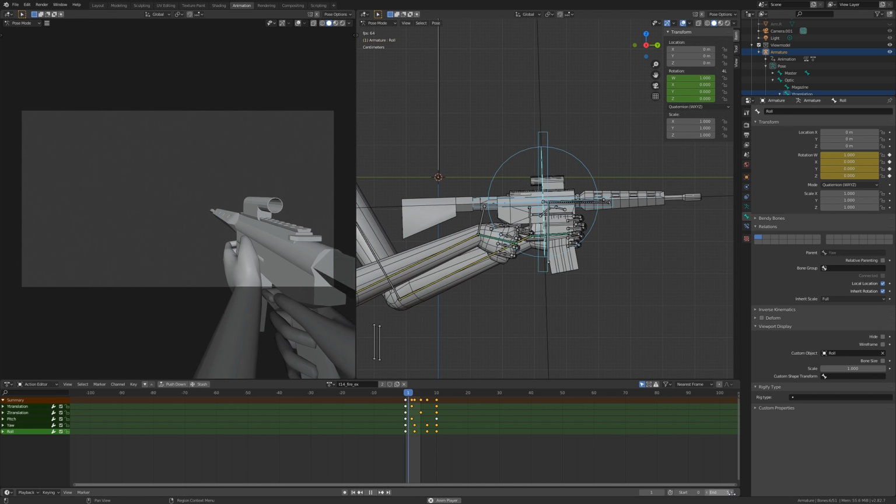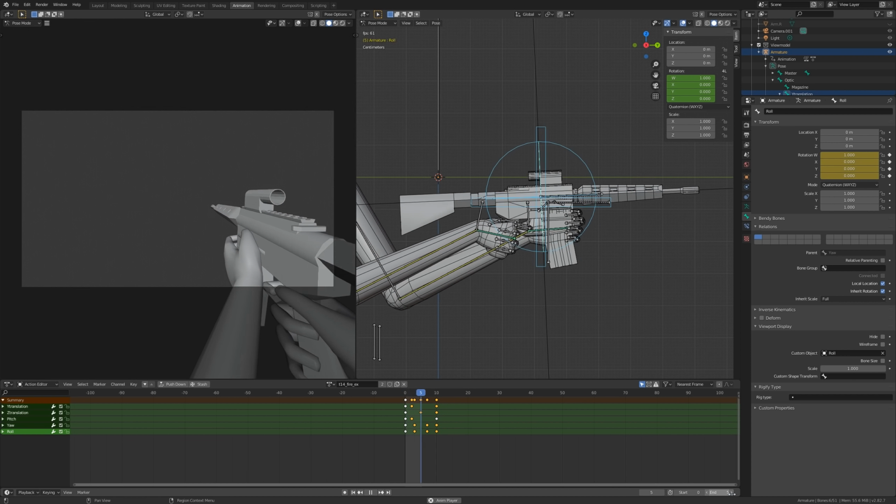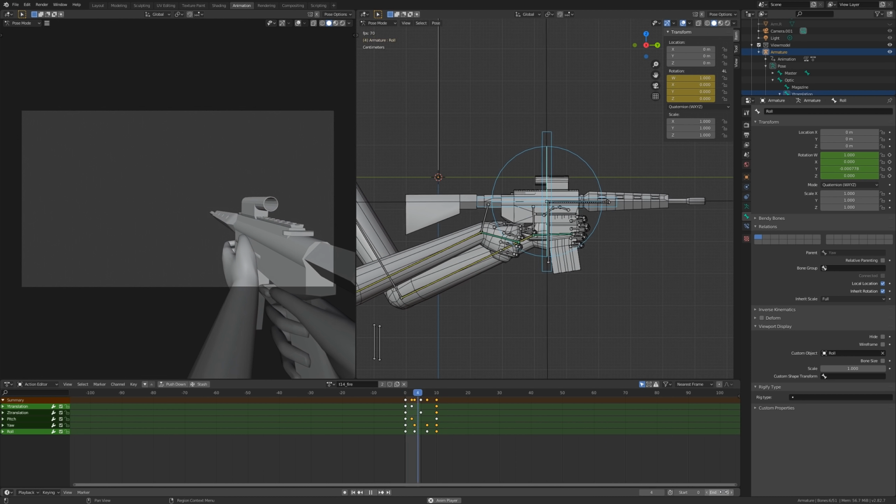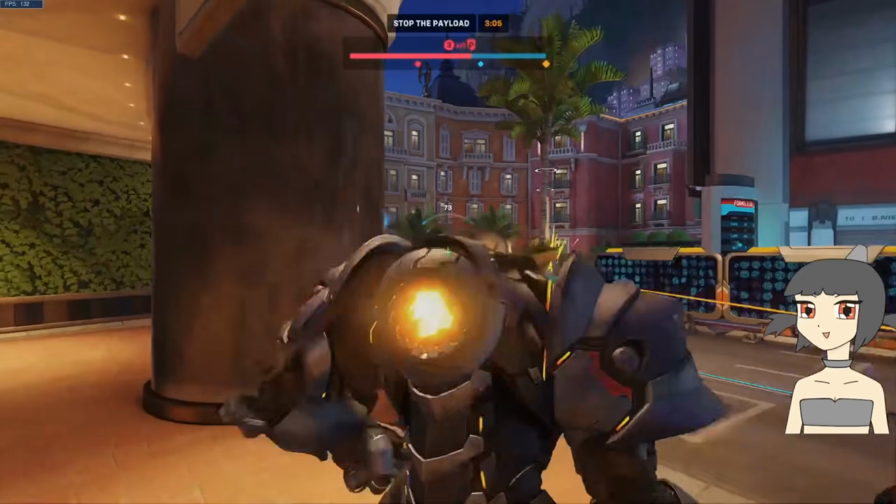I think a good rule to follow, at least when it comes to shooting animations, is that you don't want your gun to move so much that it loses its shape, and if that means cranking down the intensity of the animation, then so be it. Sometimes, less is more. Hope you learned something today.